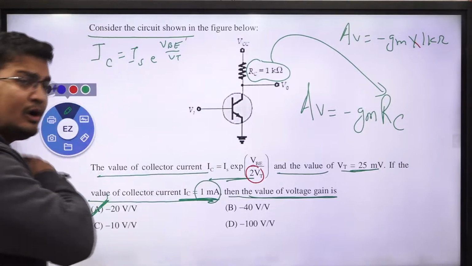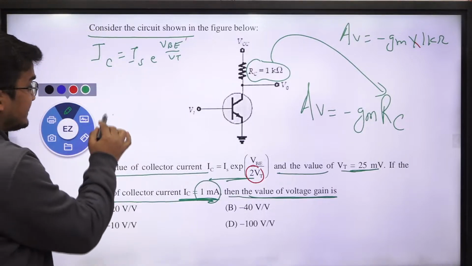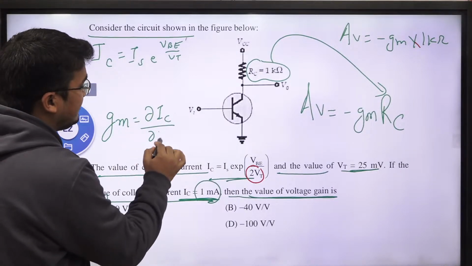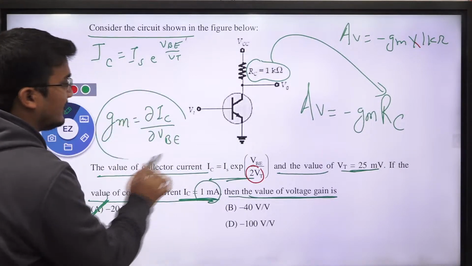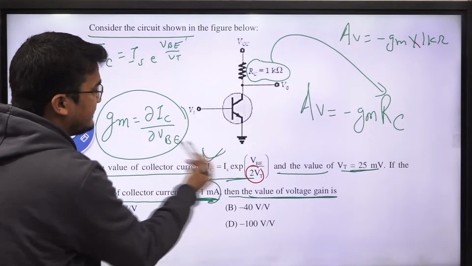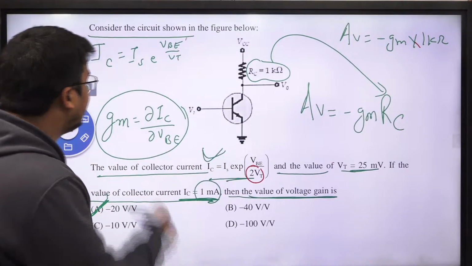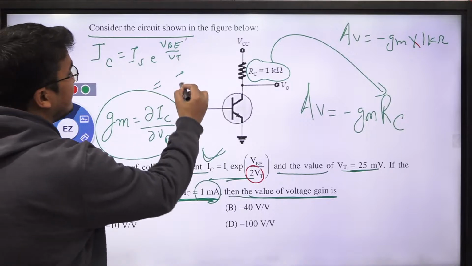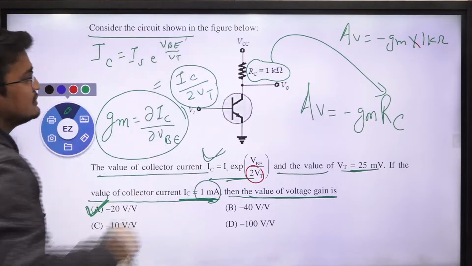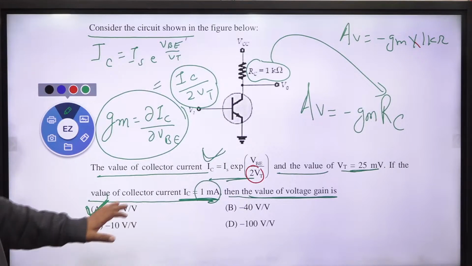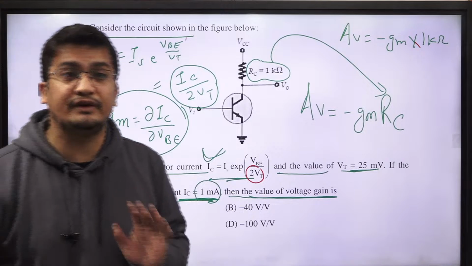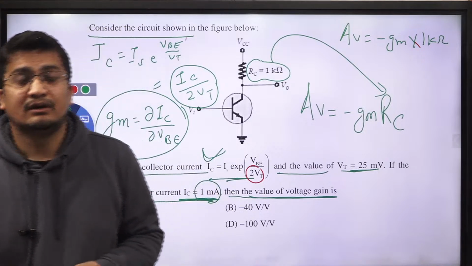So if you don't know anything for a moment, but you still remember transconductance is nothing else but del IC upon del VBE. Is it clear? You all agreed or not? If you don't remember the formula, just do the partial differentiation of this with respect to VBE. So what you will be getting, GM equal to IC upon twice of VT. You all agreed or not? Most students will be using the transconductance IC upon VT, but here you need to use IC upon twice of VT. I hope, Ayush, my point is clear.